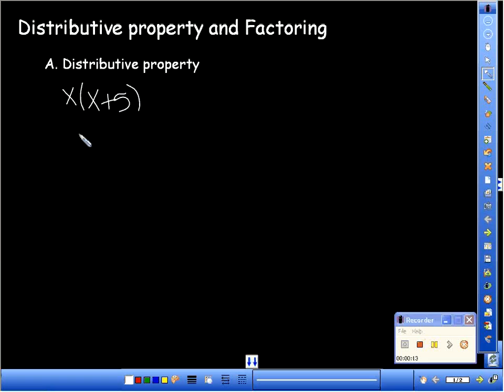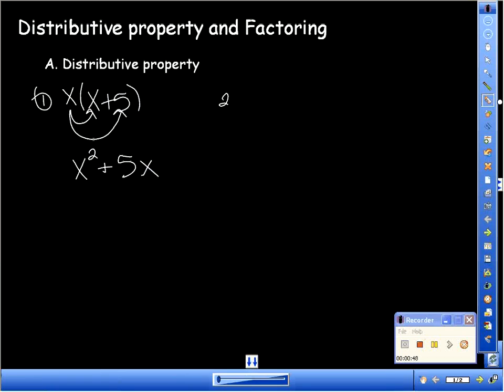And so we distribute by multiplying x by both terms, right? And we get what? X squared plus 5x. Okay, that was number 1 on your worksheet. That's it.